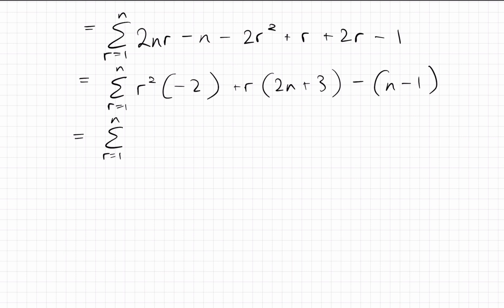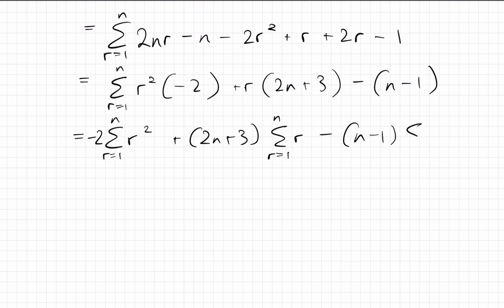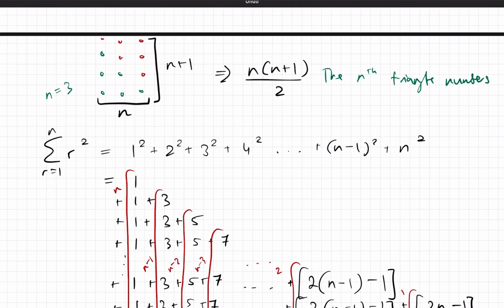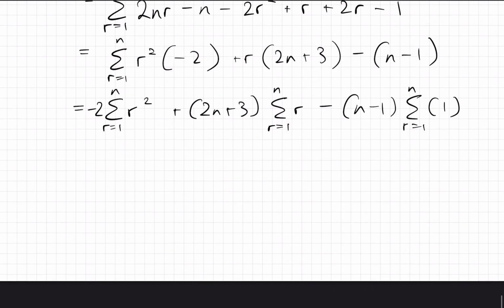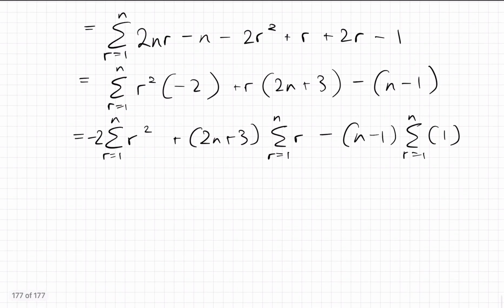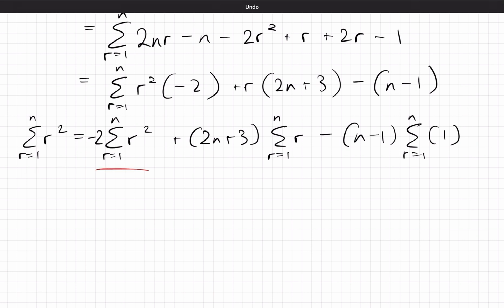So doing all that, we get minus 2r squared plus 2n plus 3, sum of r equals 1 to n of r, minus n minus 1, sum of r equals 1 to n of just 1. Okay, and let's remember what we're actually trying to find here. We're trying to find the sum from r equals 1 to n of r squared, and you can see we have that in our answer. So I'm just going to rewrite in what the original thing was, and you should see that we have the same term on both sides.